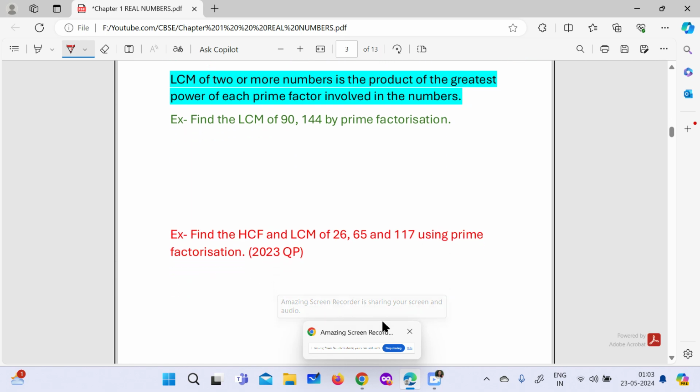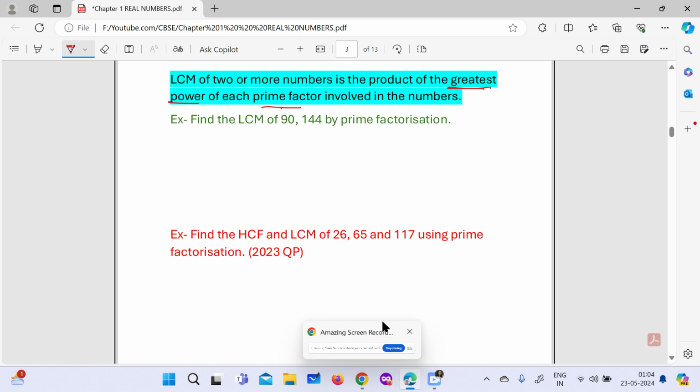Now we will look at how to do the LCM. LCM of two or more numbers is the product of the greatest power of each prime factor involved in the numbers. So you can see what it says: LCM of two or more numbers is the product of the greatest power of each prime factor. So we have to consider each prime factor and then we have to consider the greatest power.